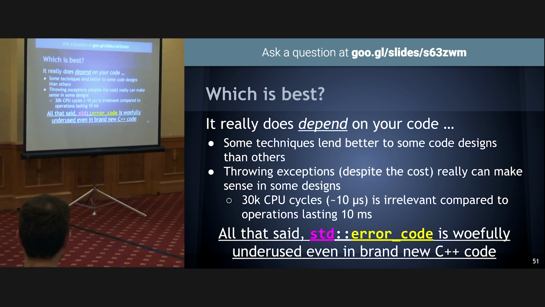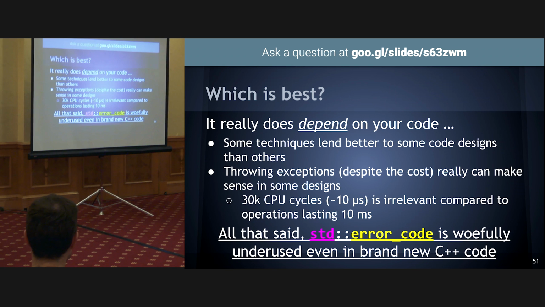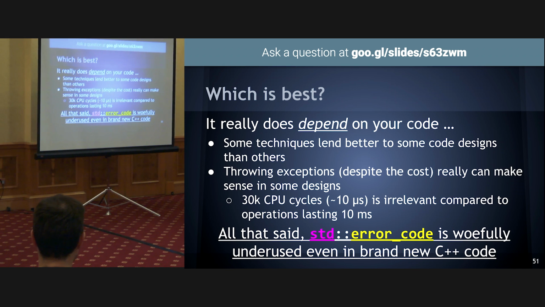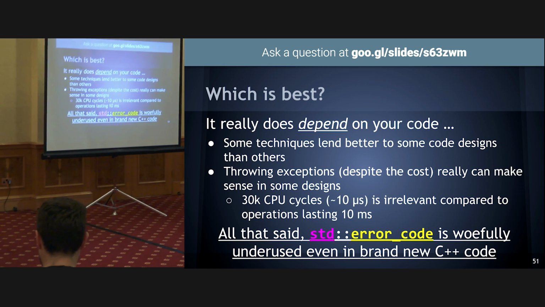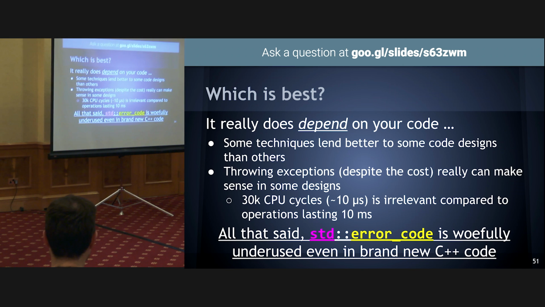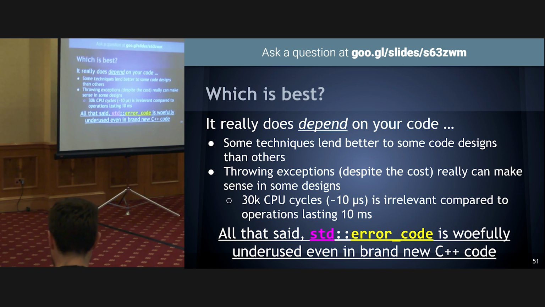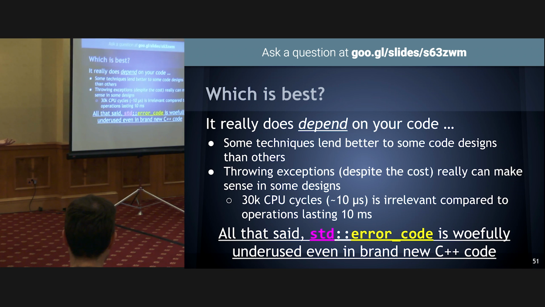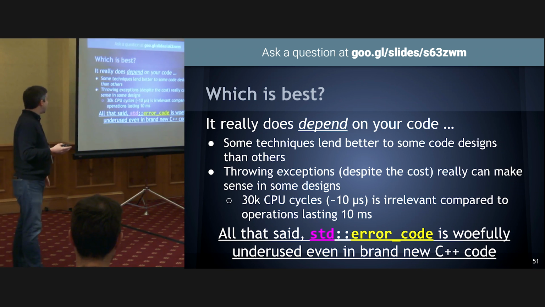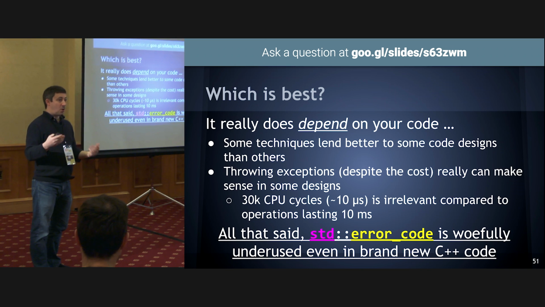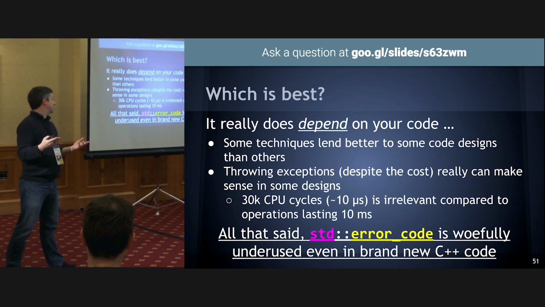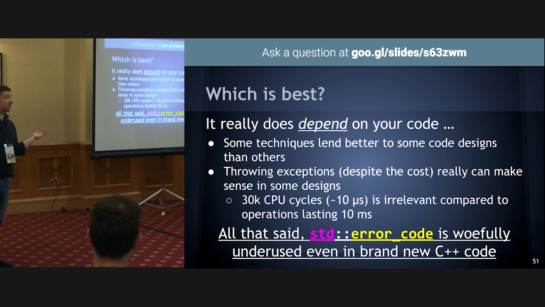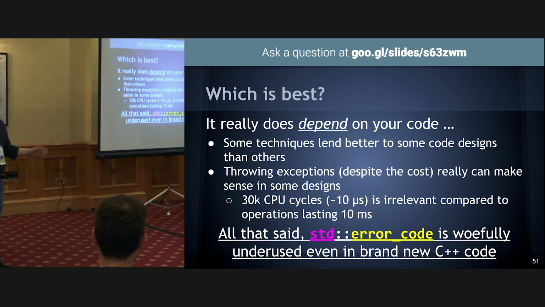And by the way, one part of a library might use expected, a different part of the library might use C++ exceptions, and a different part of the library, again, might use std error code directly. It all depends on the design of your code, the particular factors that are there. It's the skill of the programmer in deciding what's the best design for your particular code. And I might add that throwing exceptions all the time can sometimes really make sense. 30,000 cycles is nothing compared against a 10 millisecond operation.